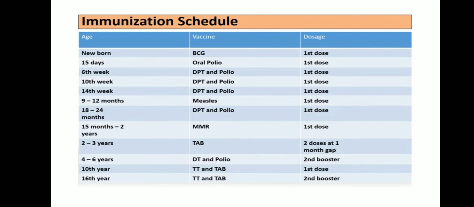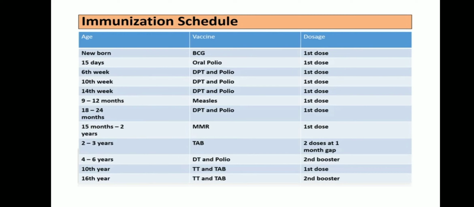DPT, you know what is the full form? D stands for diphtheria, P stands for pertussis, T stands for tetanus. That is DPT. So 6th week DPT and polio is given. 10th week again DPT and polio, first dose. 14th week again DPT and polio, first dose. Then 9 to 12 months, measles.